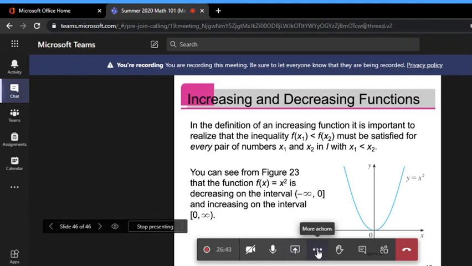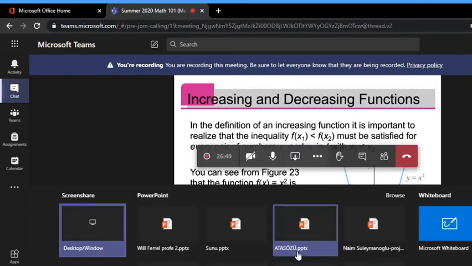Now I'm going to pause. Actually, I'm not going to pause the recording, but I'm going to share my second slide. Just give me a couple of minutes, okay? Thank you.